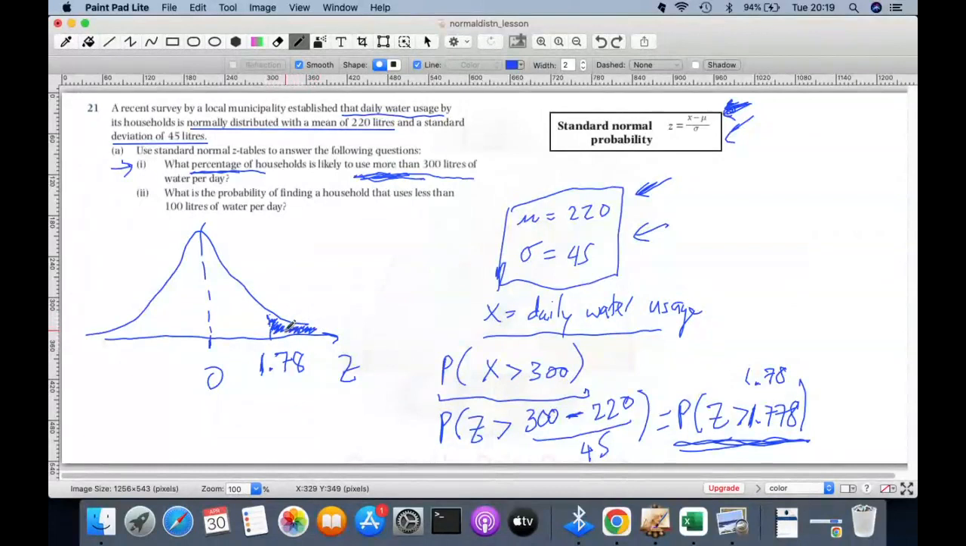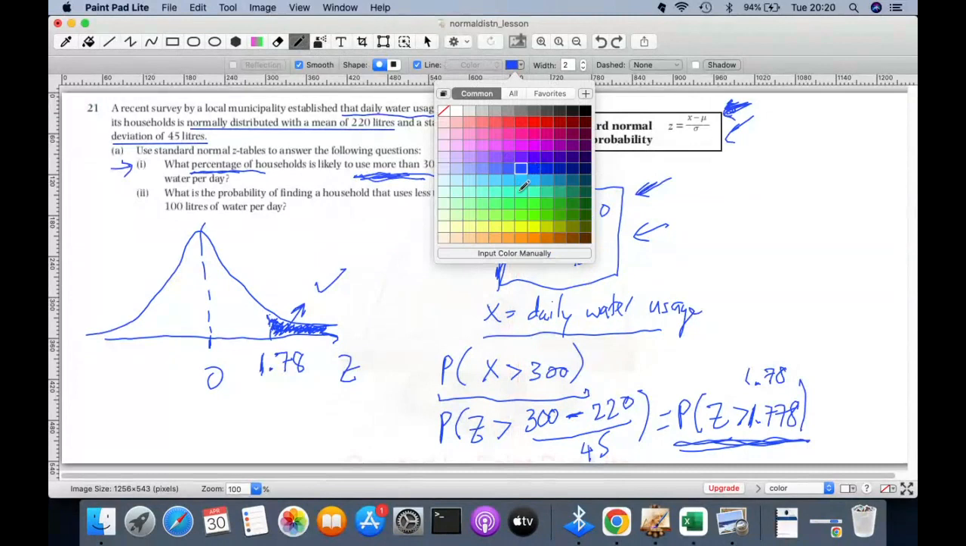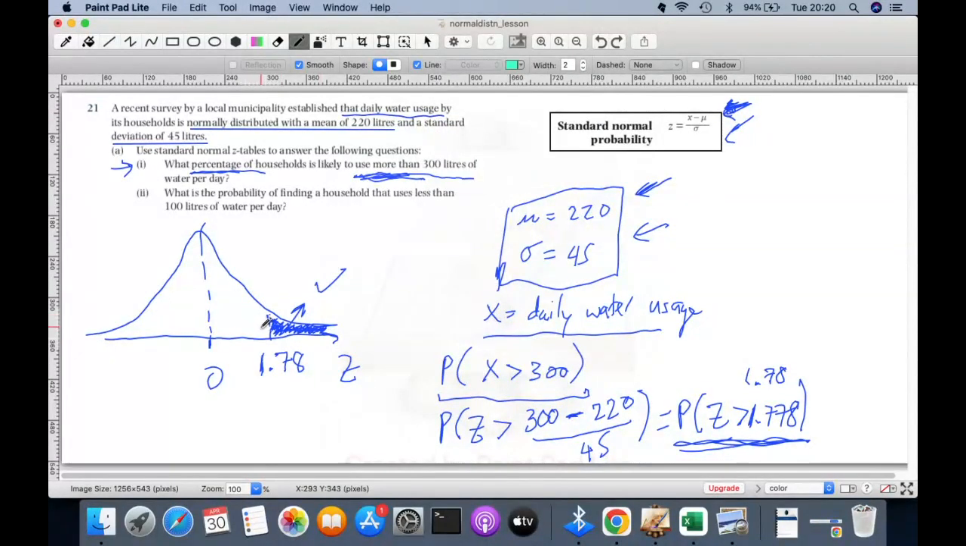So I'm shading this area here. Now, if I find this area, then that's the solution. That is the answer. But if you remember the diagram in our table, it only gives you this area here. It gives you the area from 0 to that value. So I can get this turquoise area.